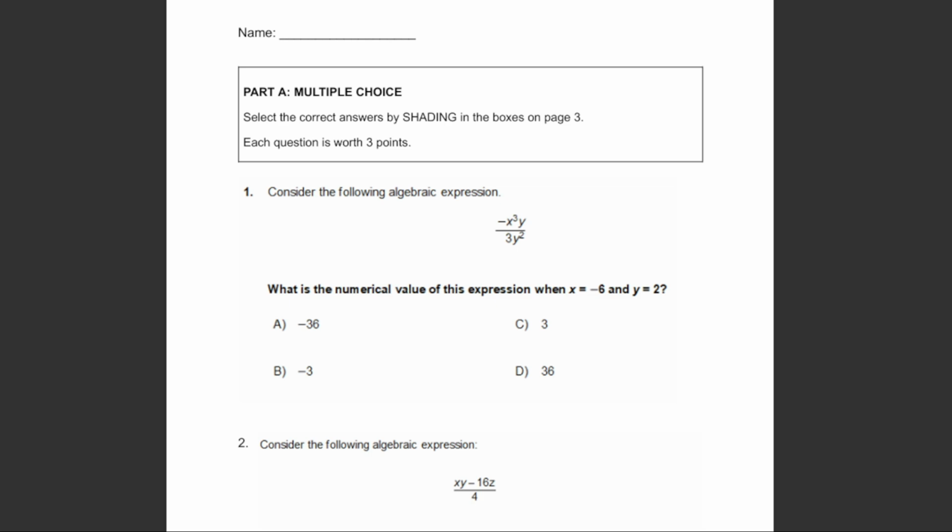Okay, so it is a confusing topic, so don't feel bad if you didn't get it right away. It does take some practice. So let's go through it together and see if this makes a bit more sense if it's explained to you verbally. All right, so question one, we've been given an algebraic expression.